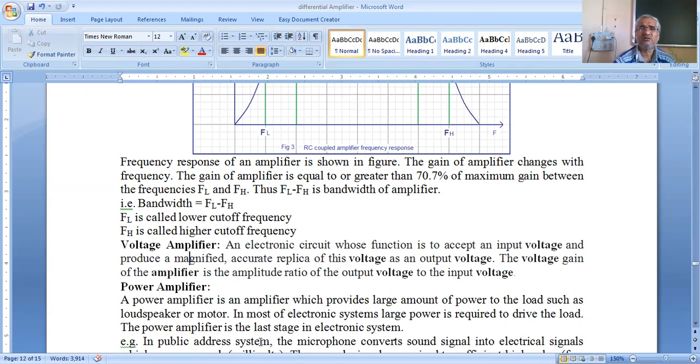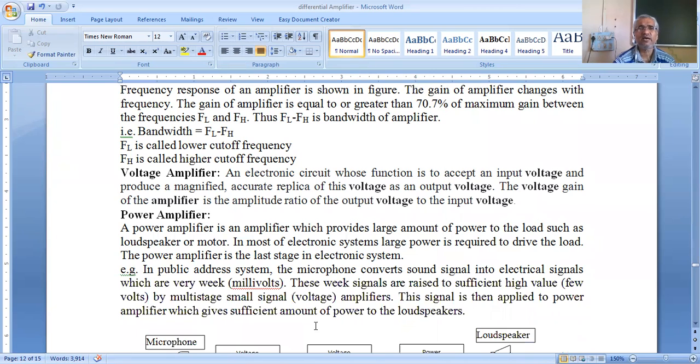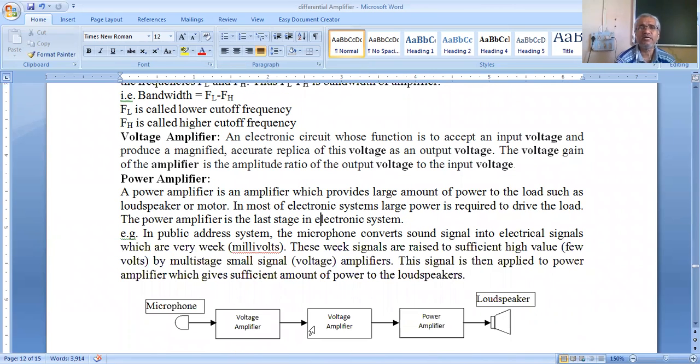So the power amplifier is an amplifier which provides a large amount of power to the load, such as a loudspeaker or motor. मी तुम्हाला म्हटलं की मग आपण loudspeaker system जर consider केली, ही loudspeaker systemची एक block diagram आपल्याला दाखवतोय मी या ठिकाणी. सो हा this is the microphone. Microphone converts sound energy into electrical energy, meaning sound signals are converted into electrical signals.